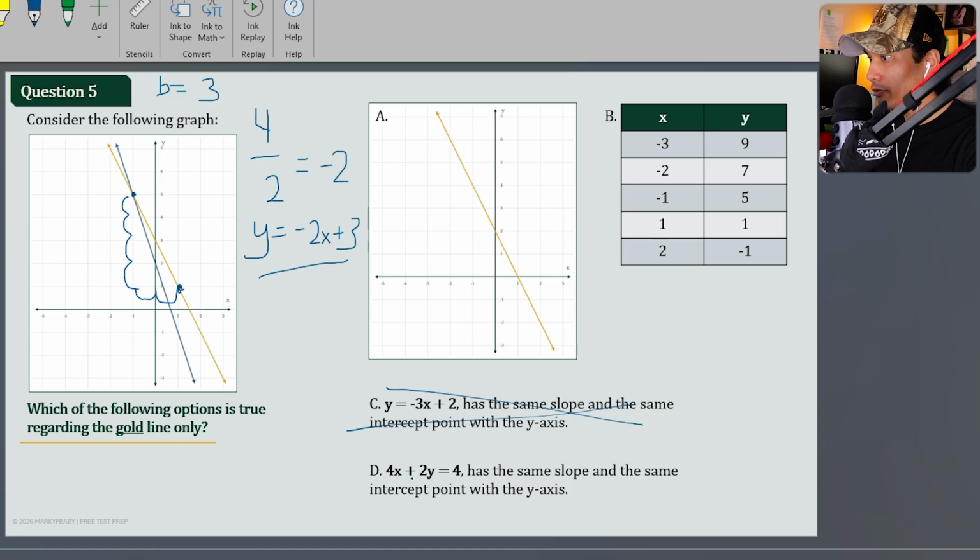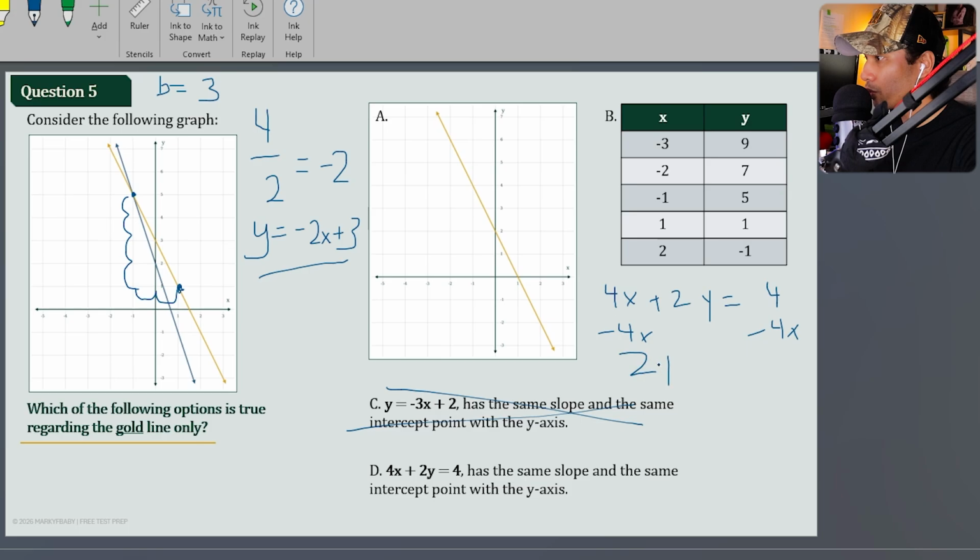And then it says here 4x plus 2y equaling 4 has the same slope and the same intercept point with the y-axis. So before I test this answer choice, I have to put it into y equals mx plus b form. So I'm going to do that here. 4x plus 2y equaling 4. And I'm going to minus 4x.